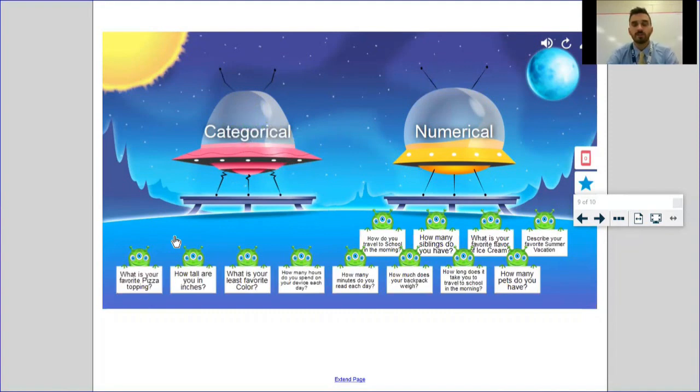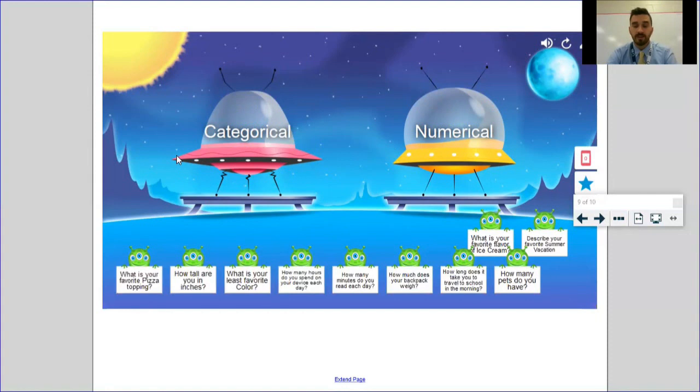How do you travel to school in the morning? That would also be categorical. And look, your bus might have a number, but when we're talking how do you get to school, bus, car, van, whatever, that would be categorical. Next one, how many siblings do you have? That would be numerical. I have 2 siblings. That would be numerical data.